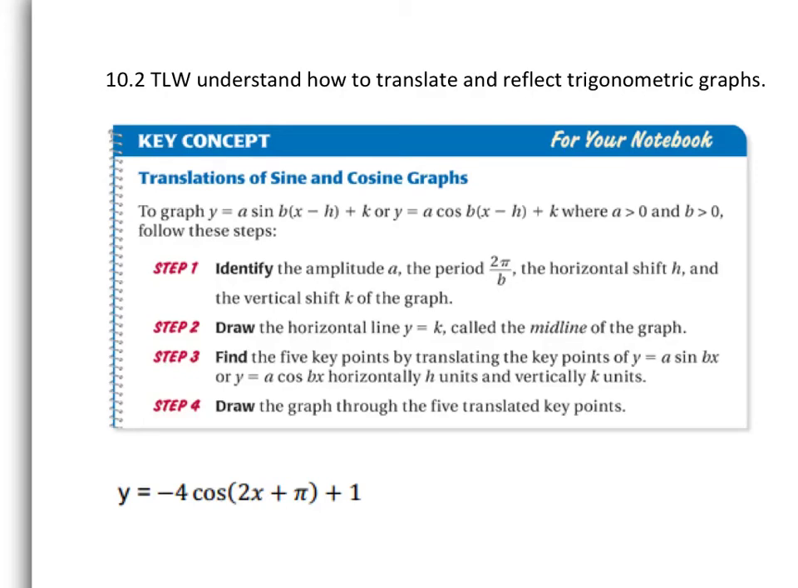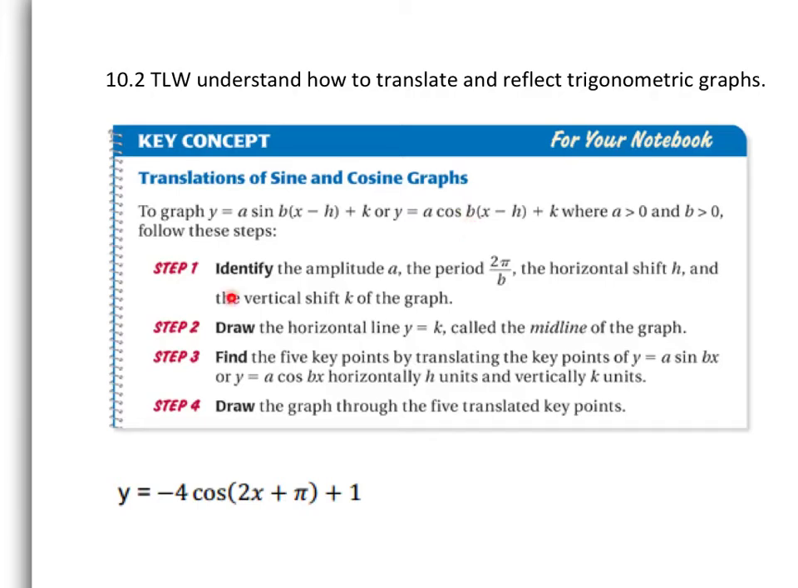Alright guys, today's goal: the learner will understand how to translate and reflect trigonometric graphs. So we've been talking about how to vertically stretch them by changing the amplitude, but now we also see the H, the K, and then the B as well. So B horizontally stretches or shrinks things, okay?